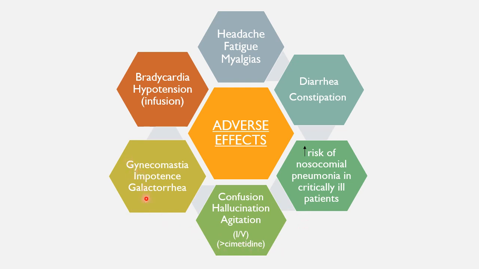Gynecomastia, impotence, and galactorrhea are produced with cimetidine, and when given rapidly through the IV route, they produce bradycardia and hypotension. Therefore, they have to be given slowly over 30 minutes when given through the IV route, and bradycardia and hypotension occur due to blockade of the cardiac H2 receptors. But these adverse effects are not very common. They occur in 3% of patients only.